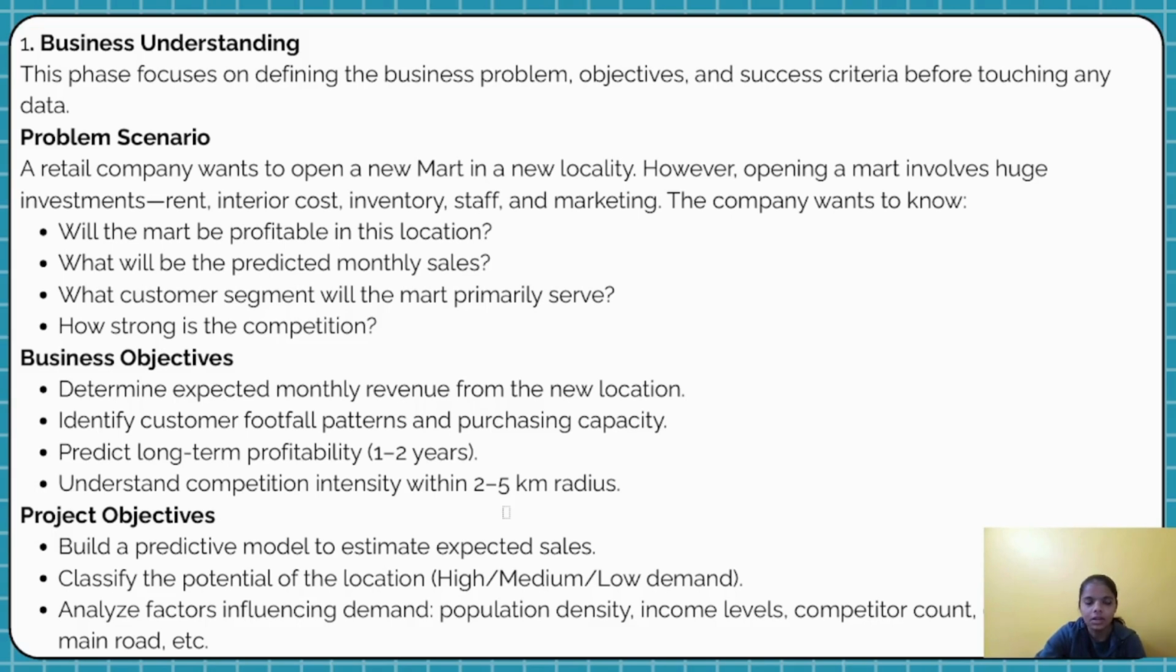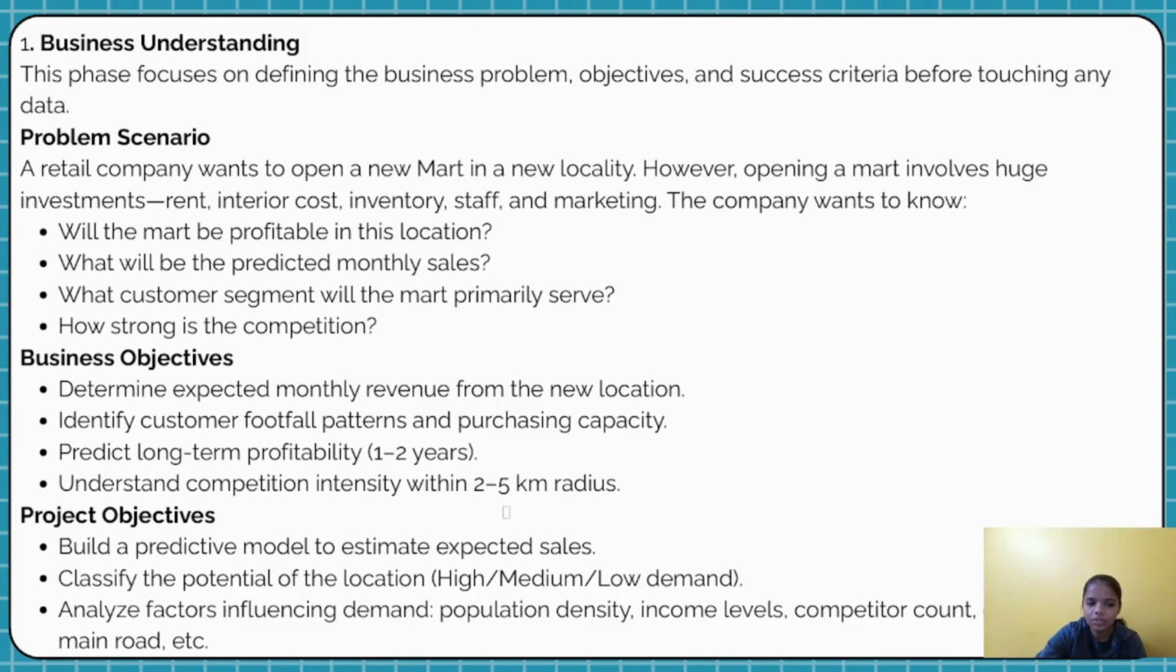market. Now, the business objectives are to determine the expected monthly revenue for the new location, identify the customer footfall pattern and purchasing capacity, predict long term profitability in 1 to 2 years, how much profit we can gain. And the last one is understanding competition intensity within a 2 to 5 kilometer radius. Within the range of 2 to 5 kilometers, whatever the competition, we have to understand it.